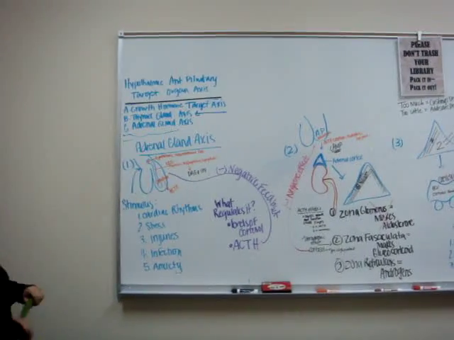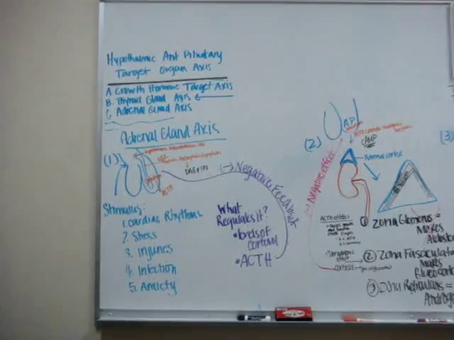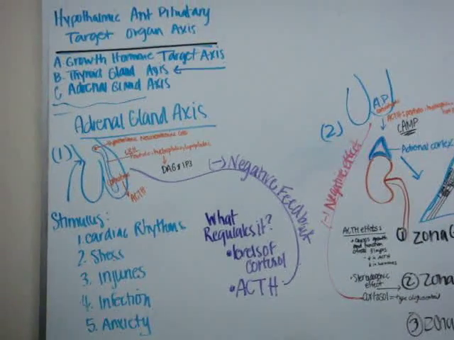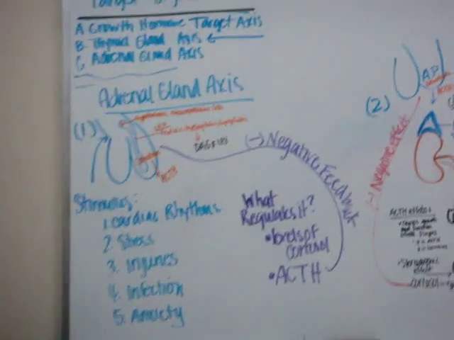Okay, we're going to be talking about the adrenal gland axis, which is a part of the hypothalamic anterior pituitary target organ axis.